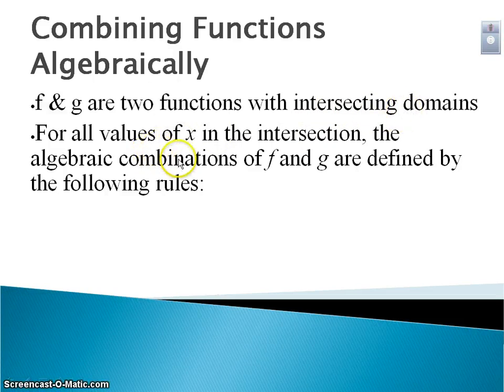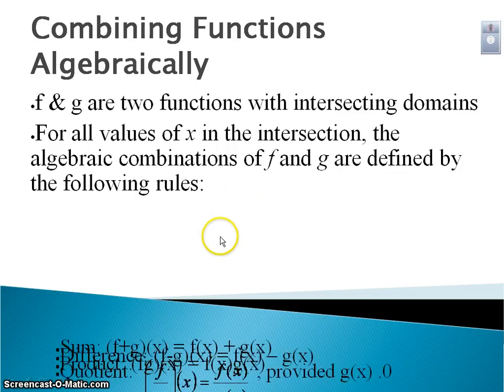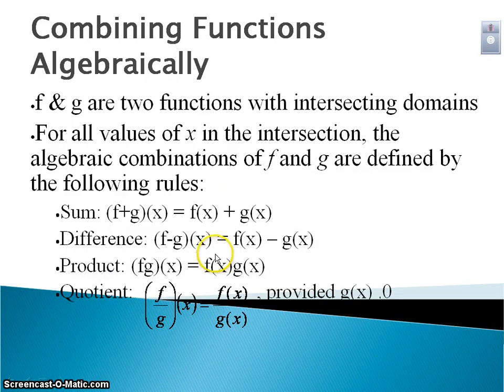For all values of x in the intersection, the algebraic combinations of f and g are defined by the following rules. The sum, f plus g of x equals f of x plus g of x. This simply means that we can add two functions together. Difference, f minus g of x equals f of x minus g of x. You can subtract one function from the other.